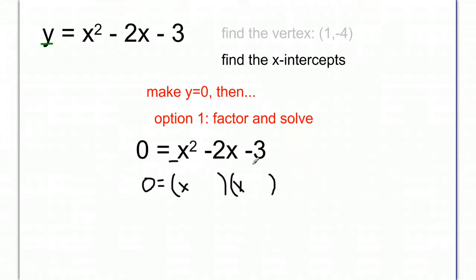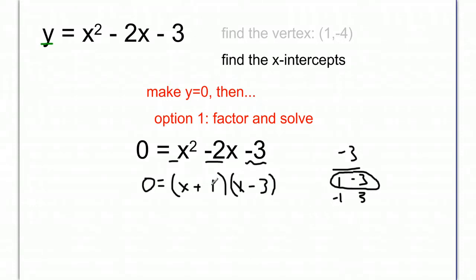So we need two numbers that multiply to this number, -3, and add to -2. Numbers that multiply to -3 would be 1 and -3, and -1 and +3. So since we want to add to -2, it's going to be this answer right here: 1 and -3. So +1 -3. And if you were to FOIL this out, it would come out to exactly what you have above.